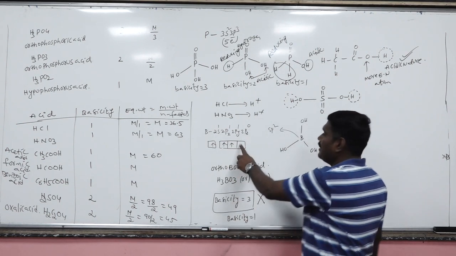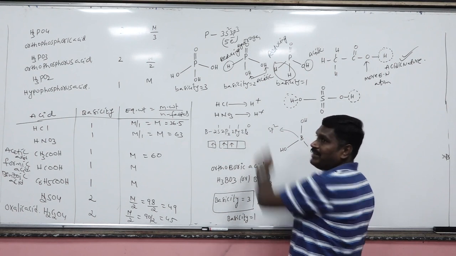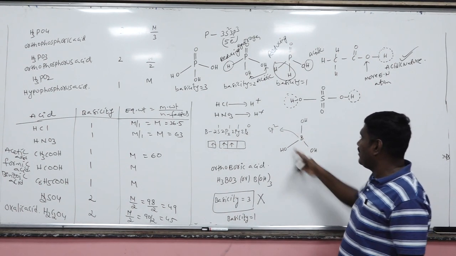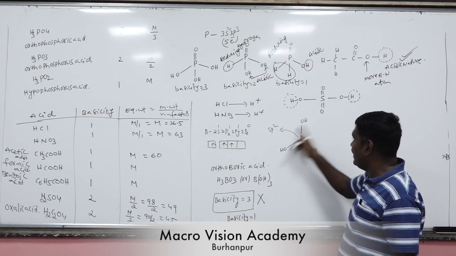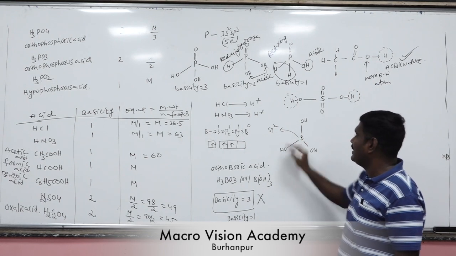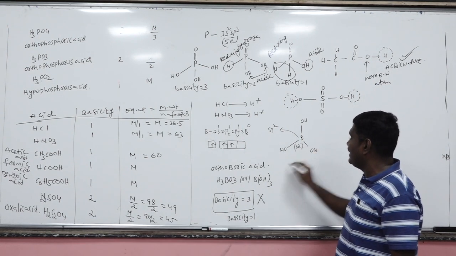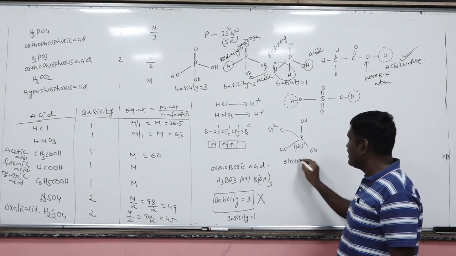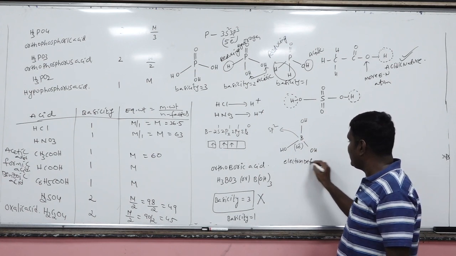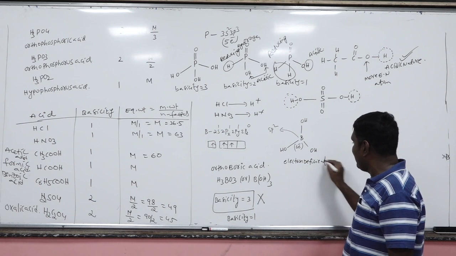Now what about the pz orbital? It is khali, empty. Now in boron, there are 3 covalent bonds, and each covalent bond has 2 electrons, so in total it has 6 electrons. 6 electrons means it is electron deficient. That is less than an octet electron configuration, electron deficient.